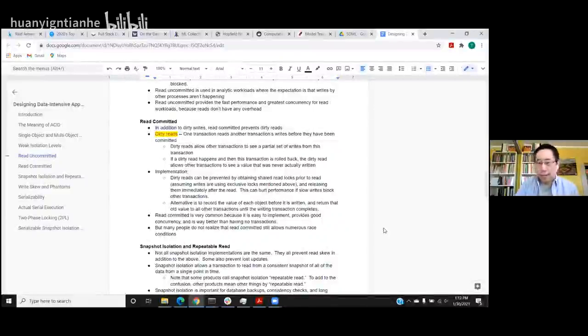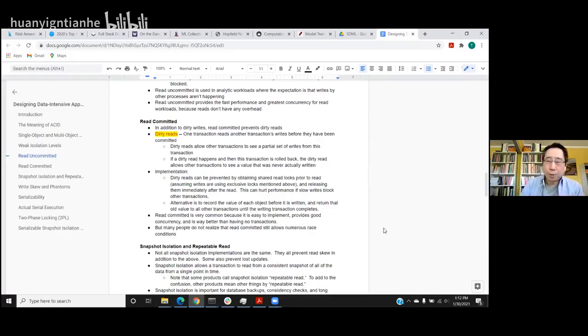That's why, generally speaking, all databases are going to at least enforce read committed, and read committed will prevent dirty writes and it will prevent dirty reads.